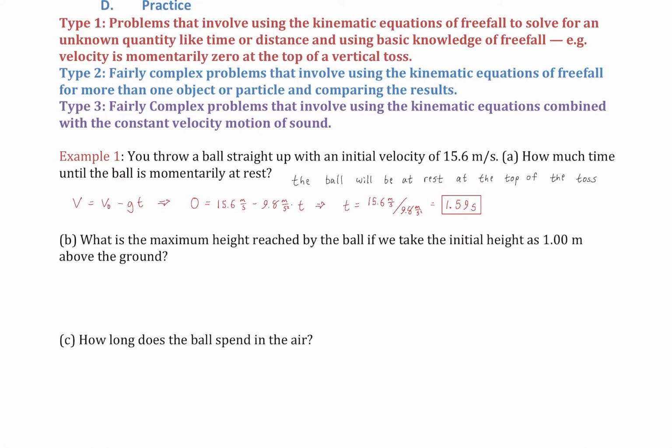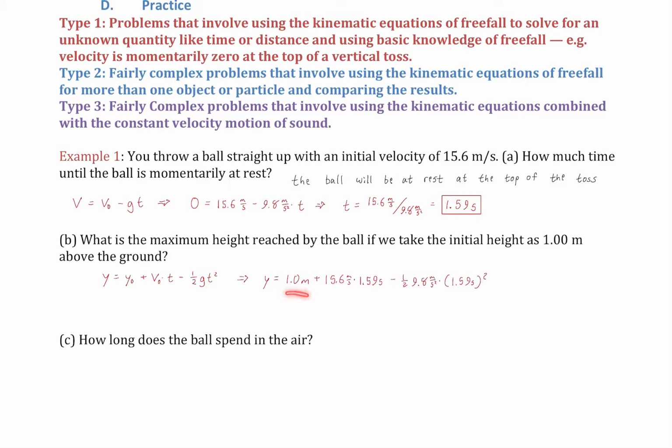So what that represents is the time for our ball to get to the top of the toss. It takes 1.59 seconds to get up there, okay? What is the maximum height reached by the ball if we take the initial height as 1 meter above the ground? Okay, so now we're going to use the time we solved for. Set up a displacement equation in the vertical direction.